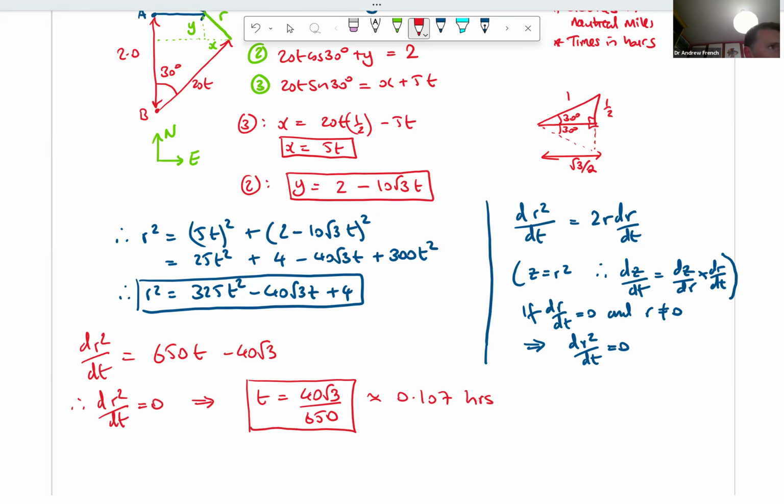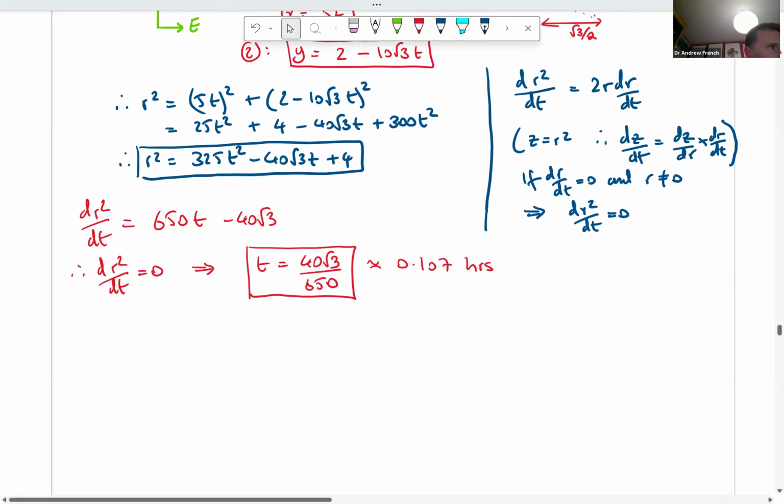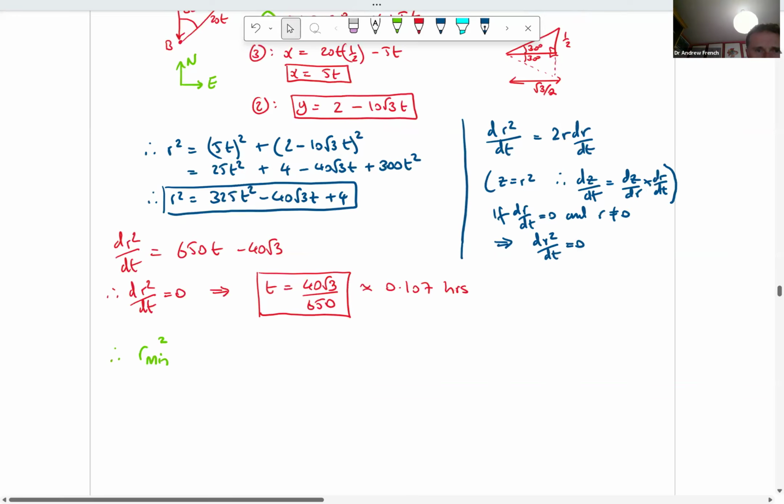But that's not quite the question, is it? We've got to then find r minimum. So we have to go and plug that back in. And so again, let's find r squared. There are many times in physics where the square of something is going to be easier to find than the thing itself.